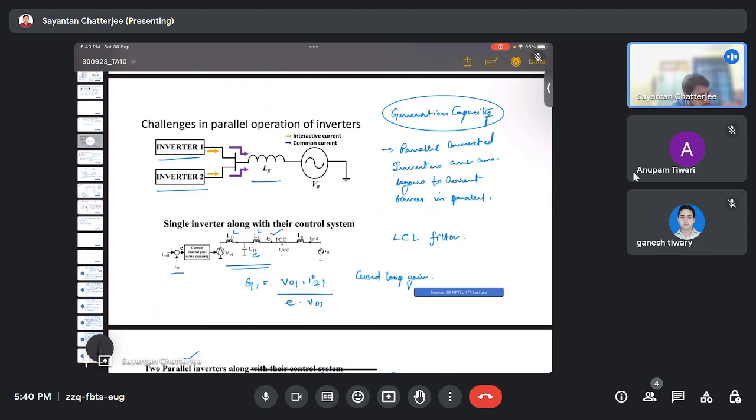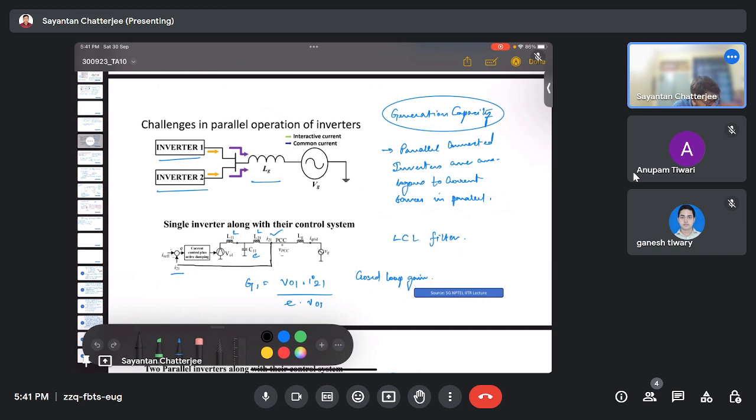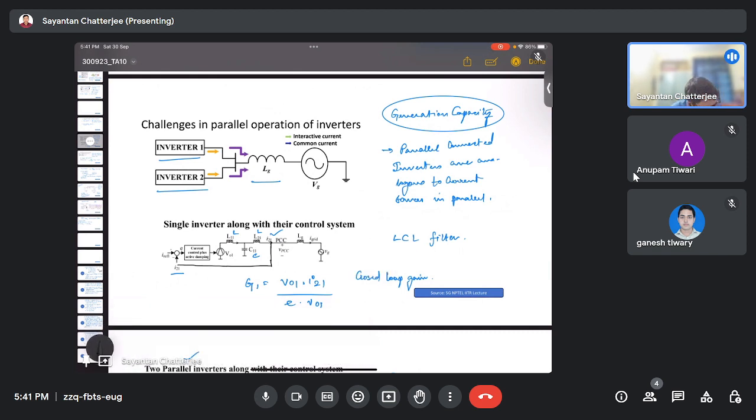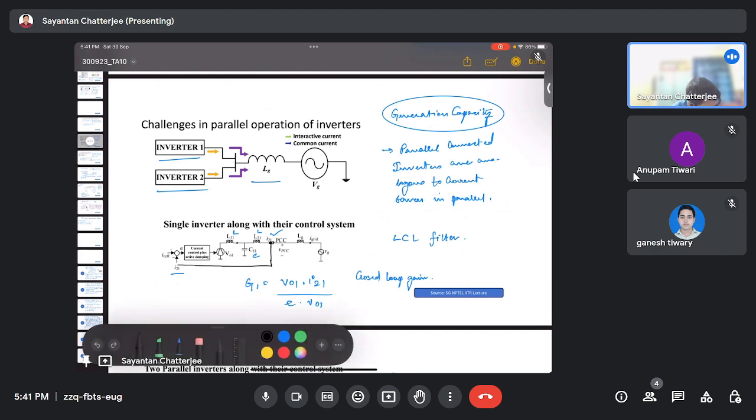Suppose here you can observe IREF. This is the reference current, and I21 is the operating current. This is the feedback. Let's consider the single inverter mode of operation, then it will be easy to understand. So this is the feedback point, and this I21 is the current that needs to be controlled.